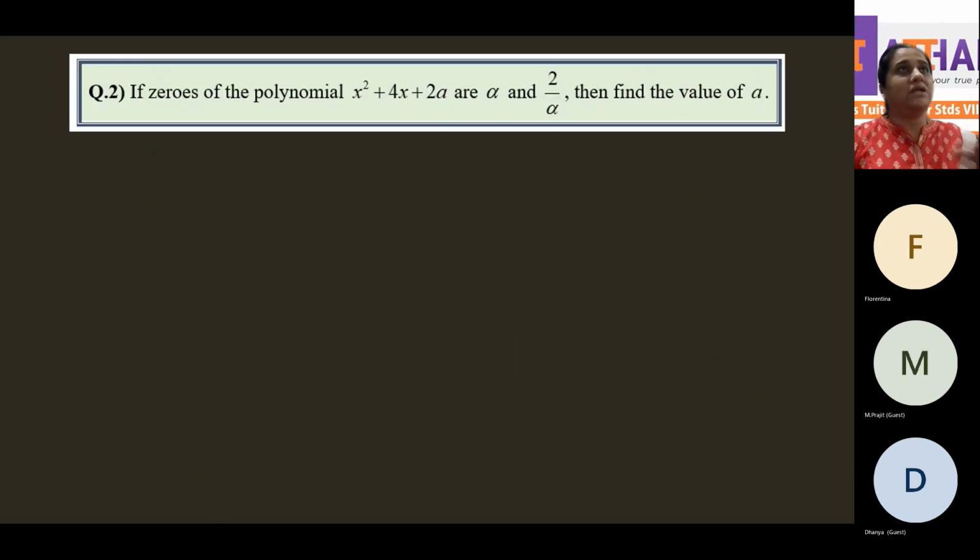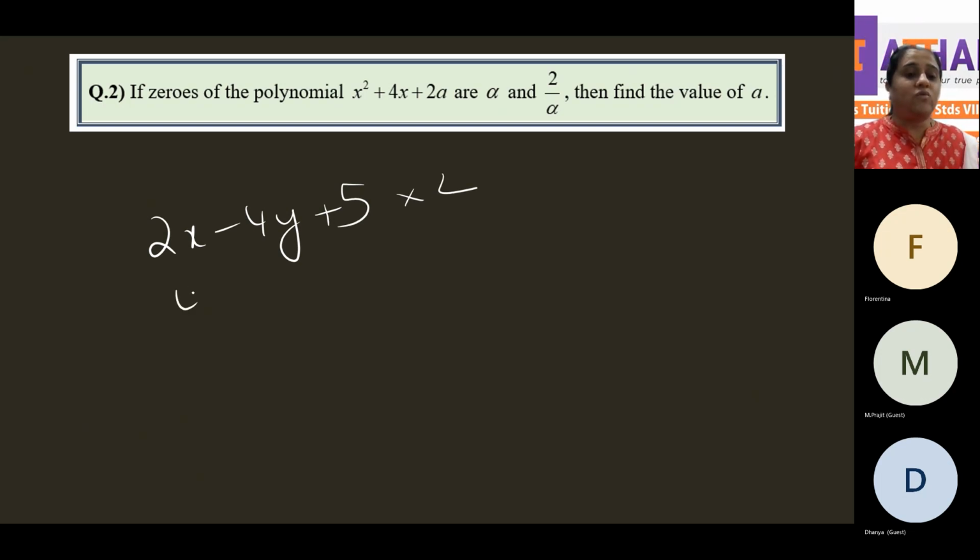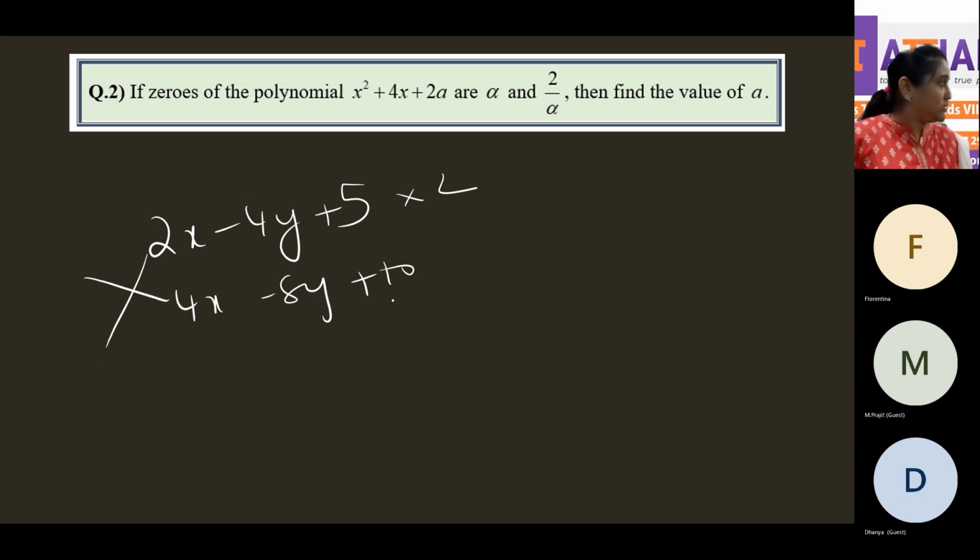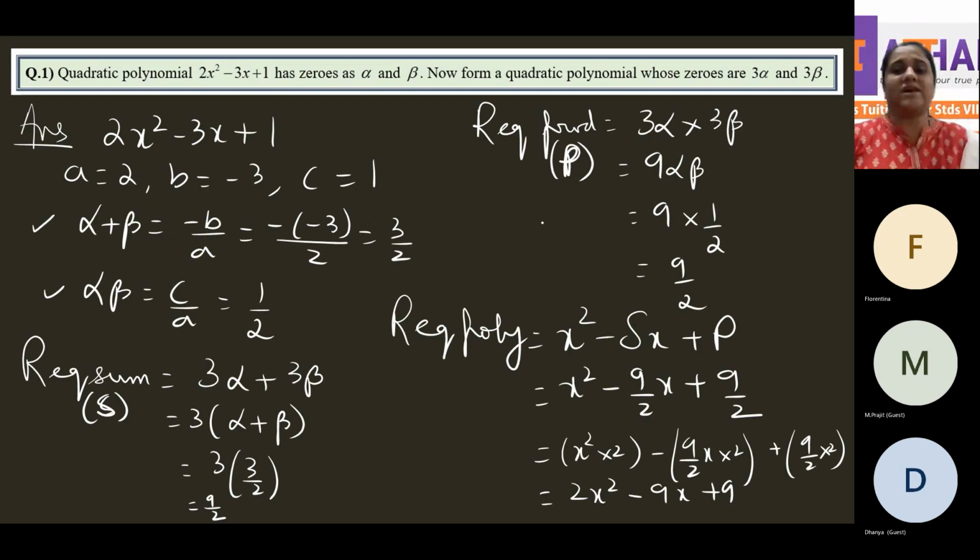In general, supposing you have 2x minus 4y plus 5, here you cannot multiply by 2 throughout and write 4x minus 8y plus 10. This is wrong. You cannot simply multiply an expression by 2. You can multiply an equation on both the sides by 2. In this case, even if you multiply by 2, this polynomial will also have the same zeros, 3 alpha and 3 beta. Only here you can do this, not everywhere.